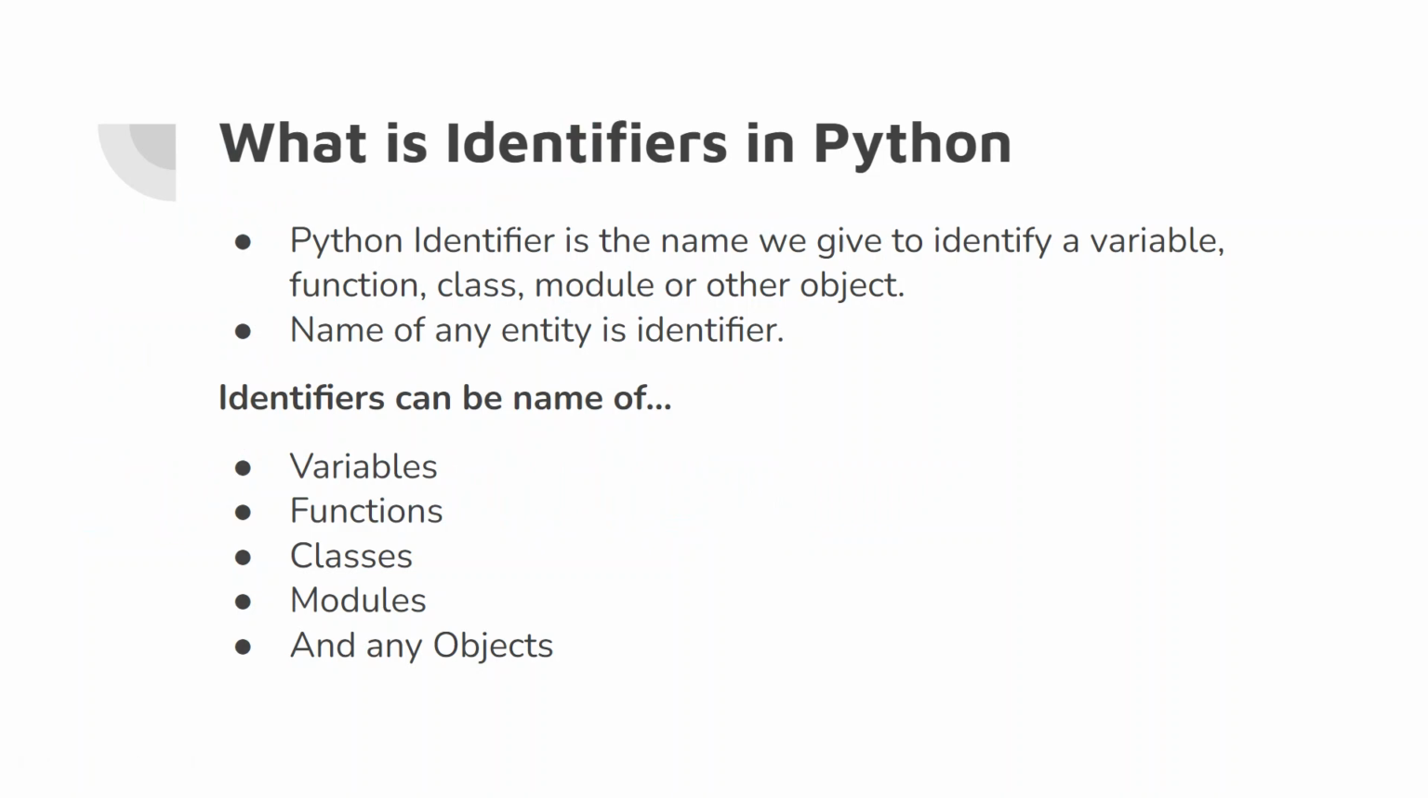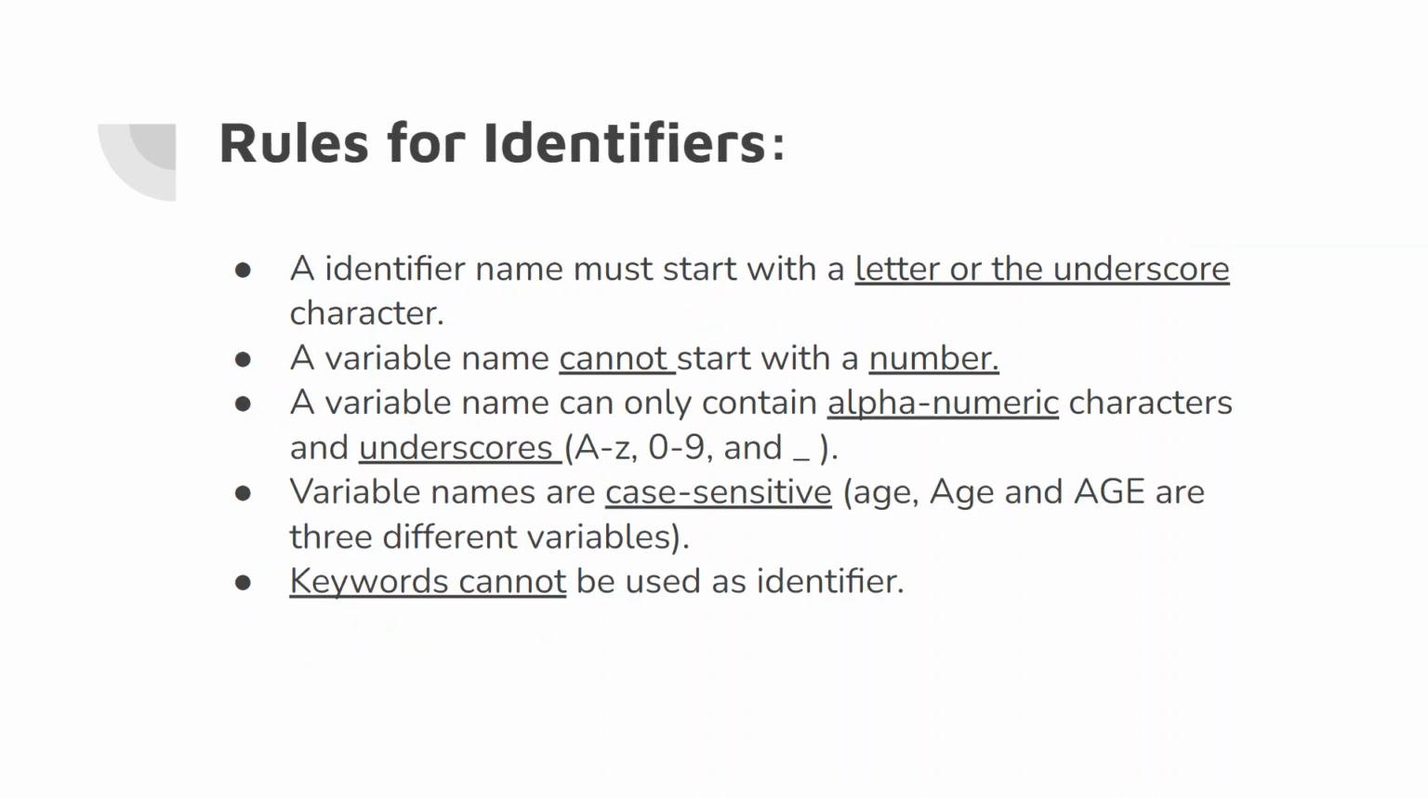So what identifiers are possible? Variable names, function names, class names, modules, or any objects in Python. These are identifiers. Let's see an example. Before we go to the example, I want to tell you the rules for identifiers.